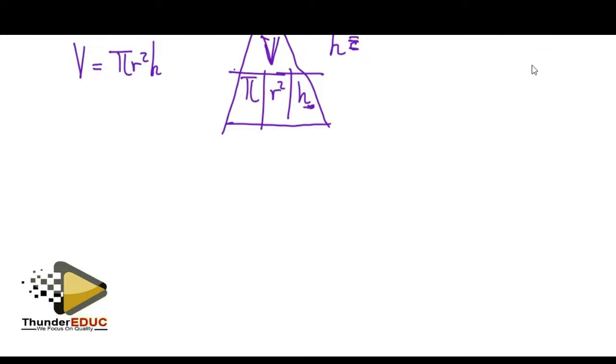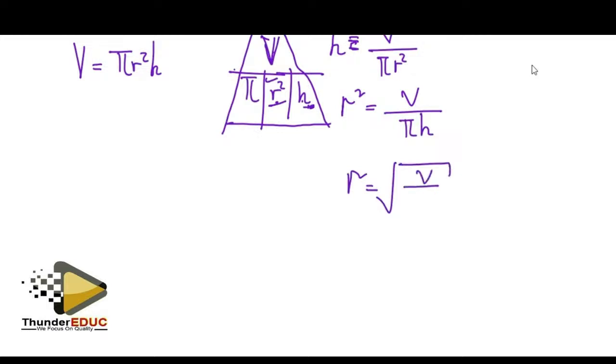What am I remaining with? I'm remaining with volume divided by pi r squared. So simply, if I'm looking for height only, I'm remaining with this. So radius squared equals volume over pi h. But this is squared. So what do we do? Whenever it's squared, we need to apply square root. So we need to apply the square roots on both sides. That's how we do it.